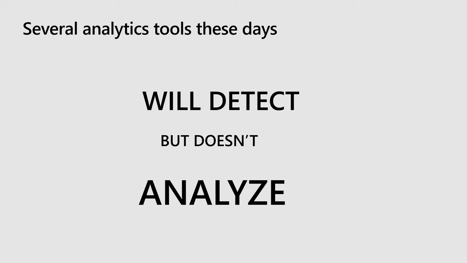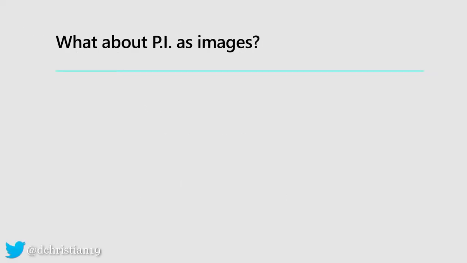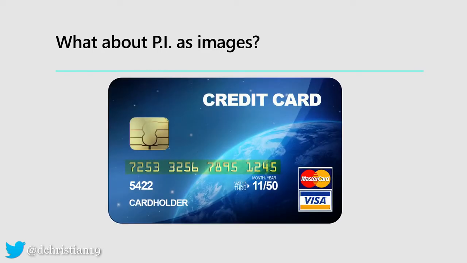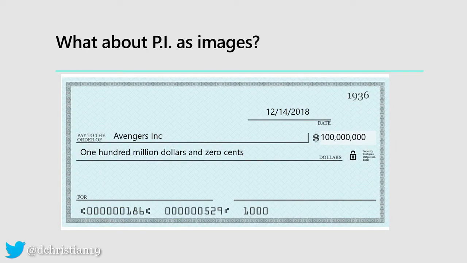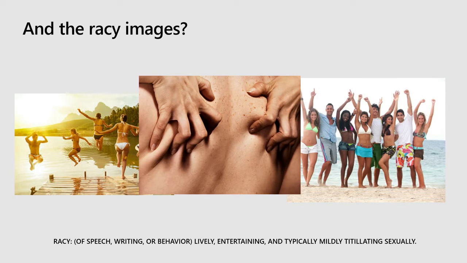So, besides just the detection and the analysis piece, what about personal images? Because right now, you can put in text, and the text piece is analyzed. It'll pick up social security numbers, it'll pick up credit card numbers, but when you start having images like these come in all the time, that becomes a bit of a problem, because we need AI and machine learning, especially the AI piece, to detect what these images are. And besides just the private information, what about racy images like these?